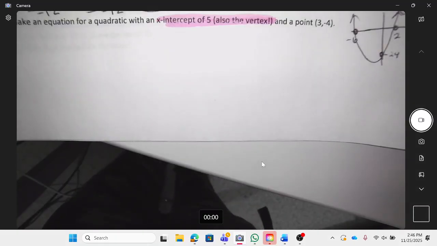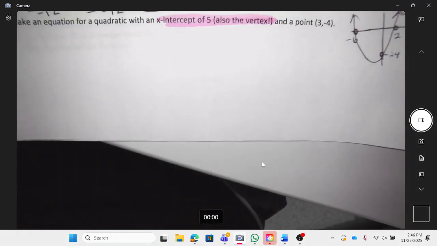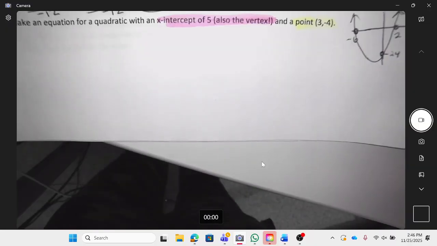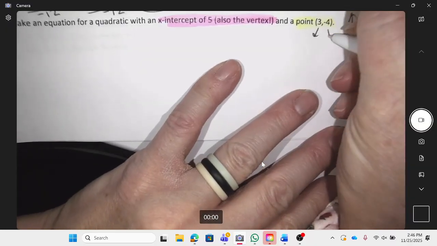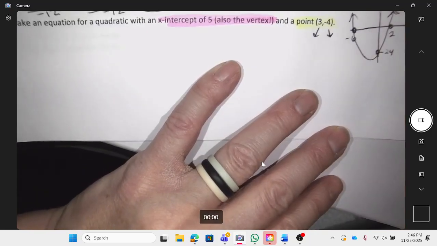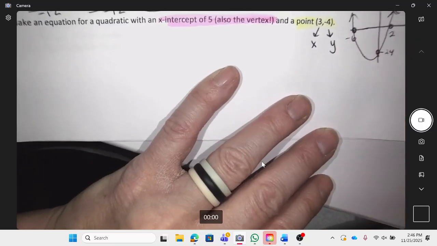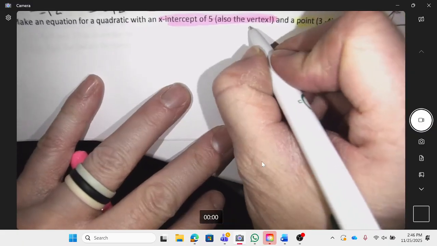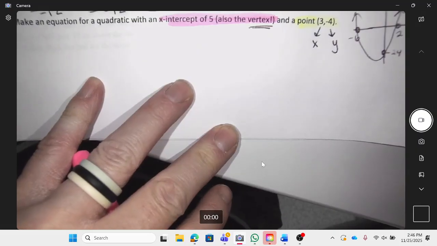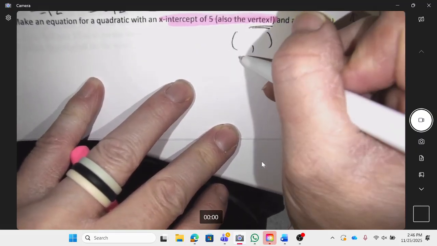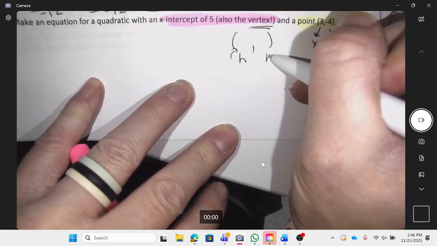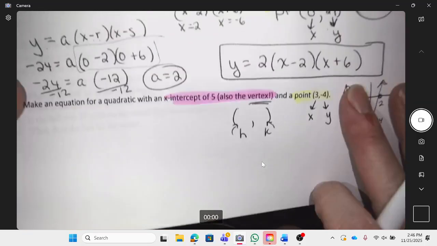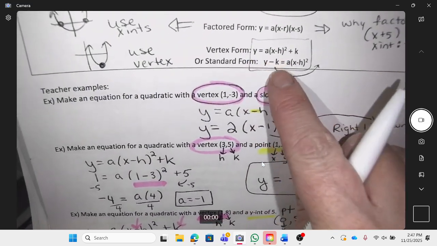Here's the info. I have an x-intercept of 5, but it's also the vertex. And we have a point. Okay, so I'm going to go with the point first, because every time you have a point, the letters are x and y. The x-intercept is also a vertex, so I'm going to treat it like a vertex, which gives me an h and a k. When I have a vertex, I'm going to use the h, the k thing, right, from the top. So as soon as I have a vertex, I'm going to be using h and k.